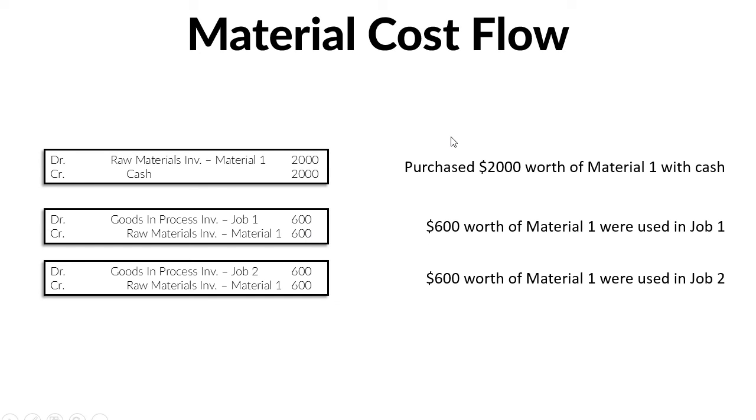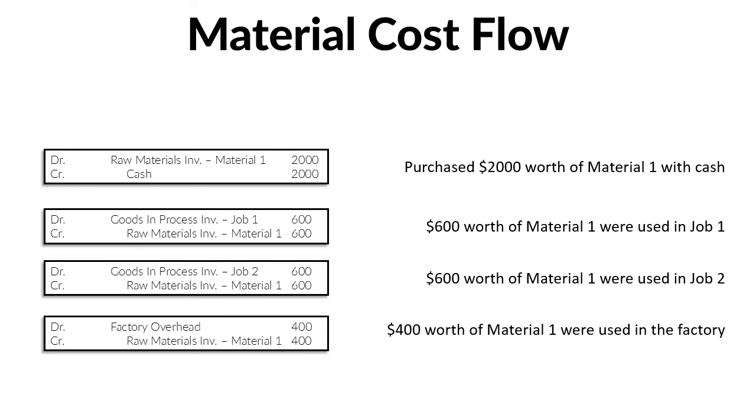Okay, next. What if we're told that we used $400 worth of material 1, but they were used in the factory? They weren't used in any specific job. They were just used in general. Let's say it was used on utilities or supplies or whatever. In this case, this is where we have indirect material costs because we don't know where to assign those $400. Do we assign it to job 1? Do we assign it to job 2? Do we assign $300 to job 1? Do we assign $100 to job 2? We don't know. So in this case, what we do is we assign it to factory overhead.